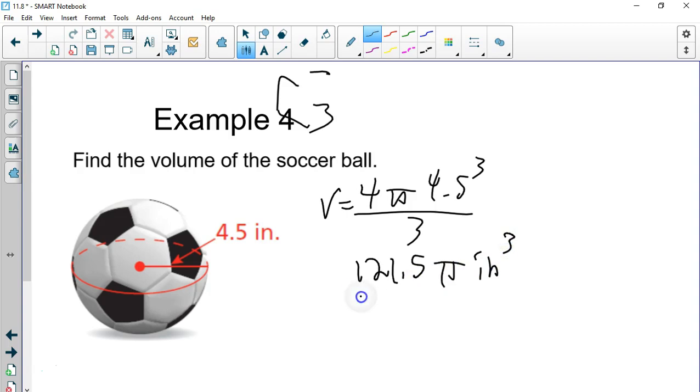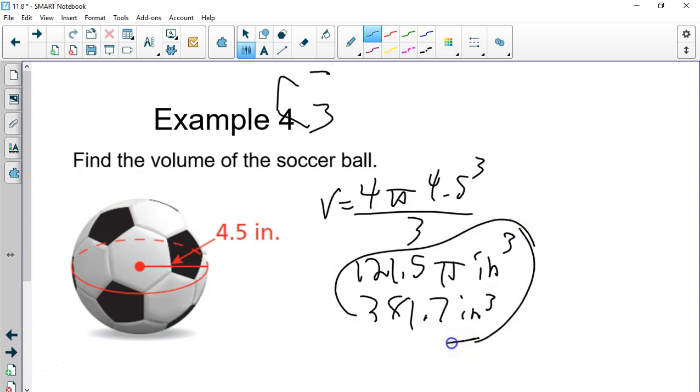If I multiply it out, I get 381.7 inches cubed. And remember, if it said rounded to the nearest hundredth, I would actually put 70 because I need to put something in that hundredths spot. Just like money, you can't throw away that spot. It'd be 70 cents.